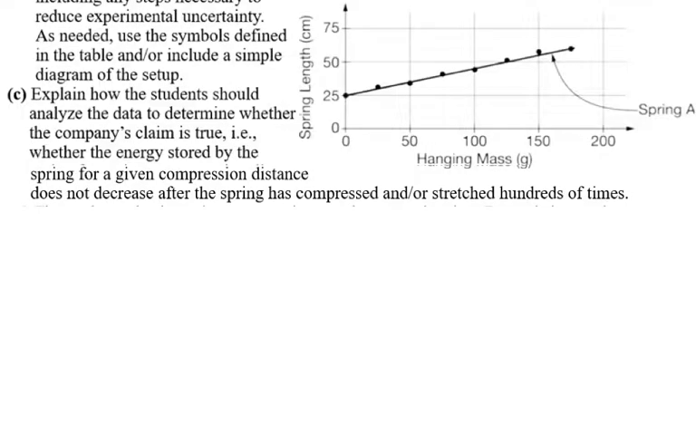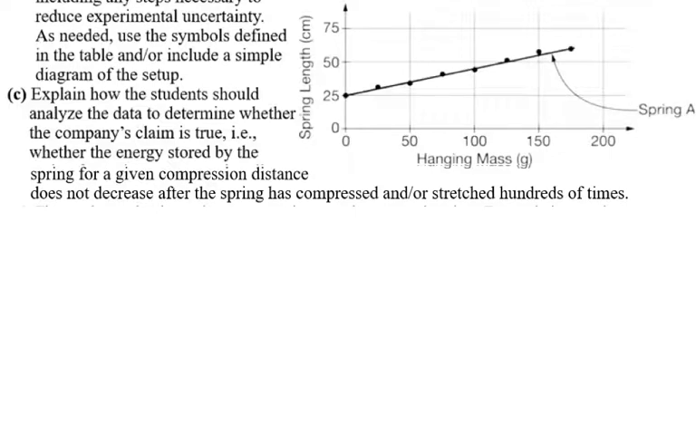For C, they ask you to explain how the students should analyze the data to determine whether the company's claim is true or not, whether the energy stored by the spring for a given compression distance does not decrease after the spring has been compressed or stretched hundreds of times. And here you just repeat again. If you do 100 different measurements, you compress the spring a certain amount, you would have to write it down.